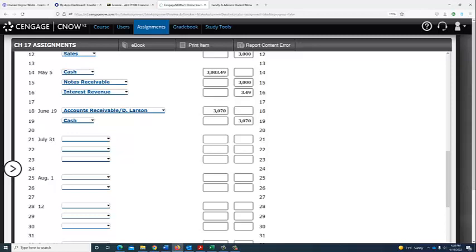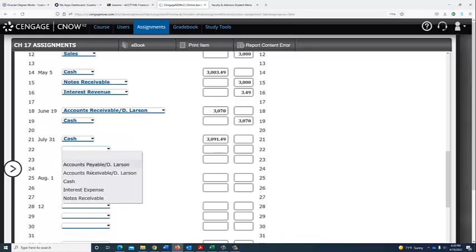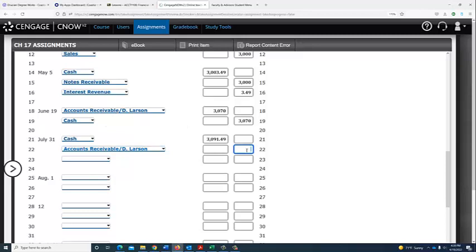So that's $21.49. So we're going to collect in cash the amount that he owes us plus the $21.49, which comes out to $3,091.49. We're going to remove the accounts receivable because it's been satisfied, and then we will record the interest revenue that we just collected for those 42 days.